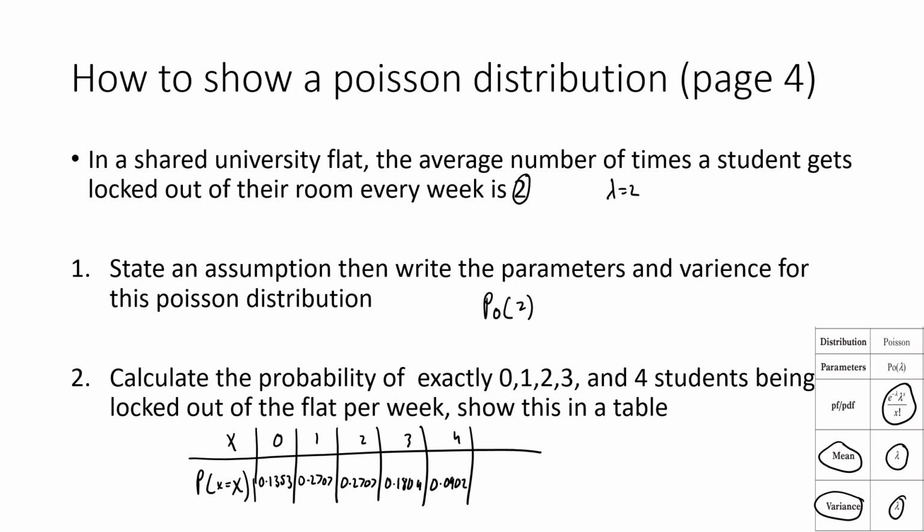Okay, so the values we have: for 0, it should be 0.1353. For 1, it should be 0.2707. For 2, it should be 0.2707 as well. For 3, 0.1804. And for 4, it's 0.0902. Remember to write to 4 decimal places.